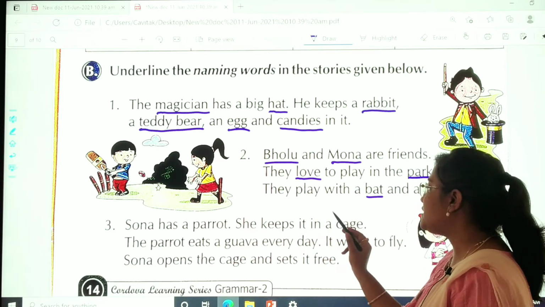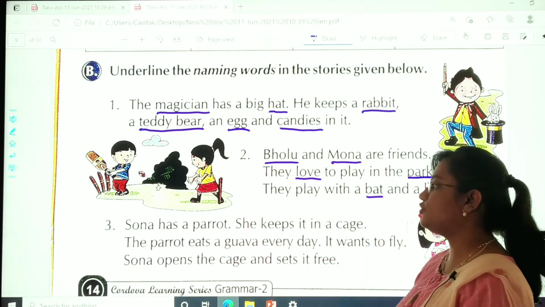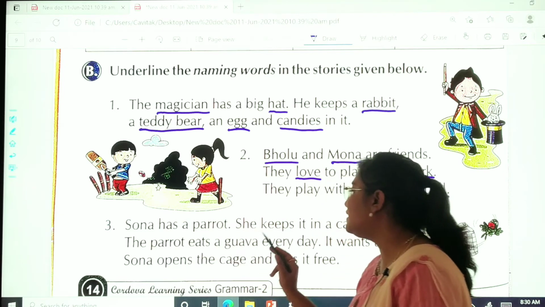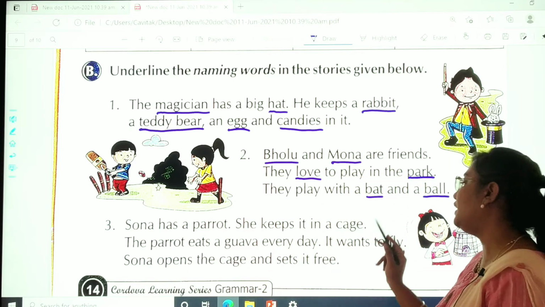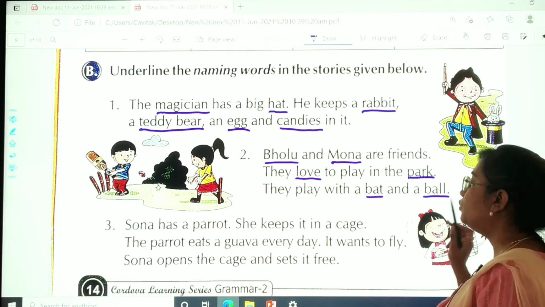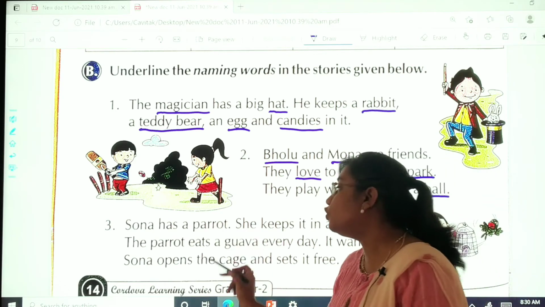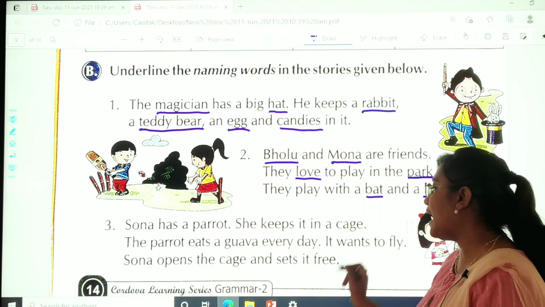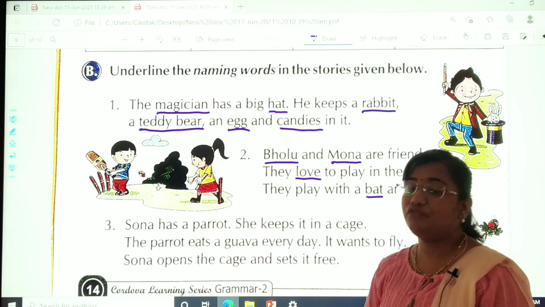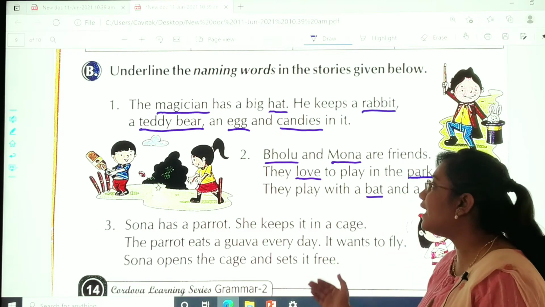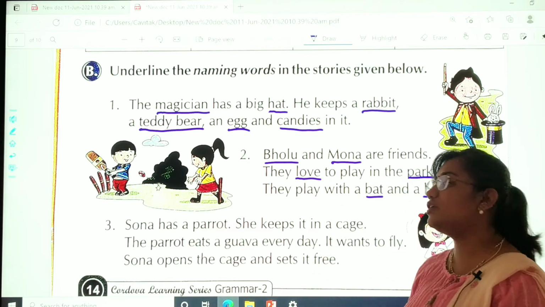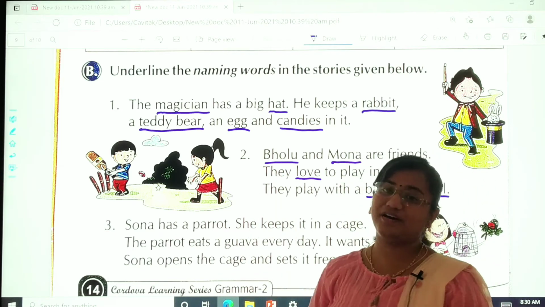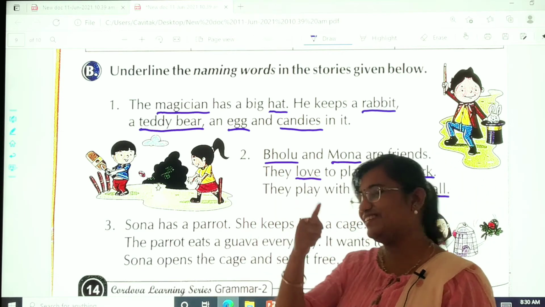She keeps it in a cage. The parrot eats a guava every day. It wants to fly. Sona opens the cage and sets it free. So you will underline the naming words in the story number 3. Okay, dear children.